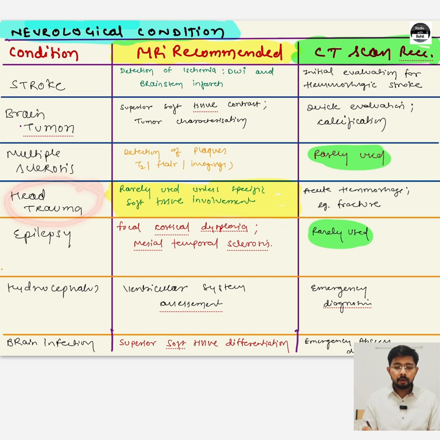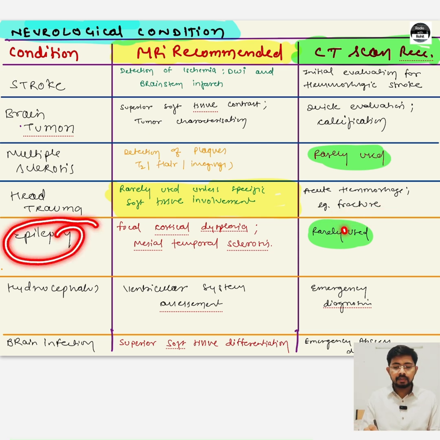Head trauma. In head trauma, we do not prefer the MRI because it takes a long time. But in case of soft tissue involvement, we can prefer the MRI. In head trauma, we usually want to look for acute hemorrhage or any fracture, so we will prefer the CT scan.